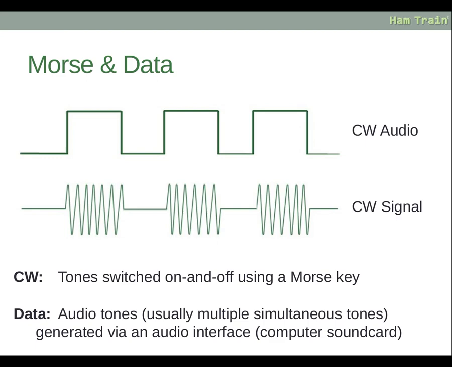And if we look at the CW signal there on the second line below, you'll see the frequency happening when it's on and then nothing when it's off. This CW signal would be an RF signal, so you wouldn't hear that. This is representing the actual RF that's sent out over the air. So with CW, Morse code, the tones are switched on and off using a Morse key. So when you press the key, it gives out a frequency, and when you let go of the key, it turns it off.